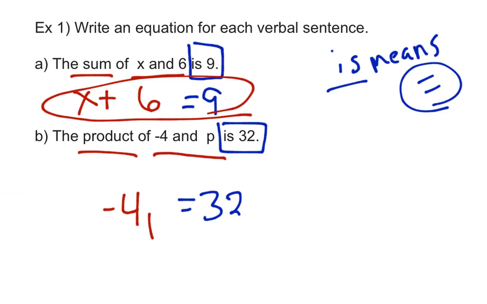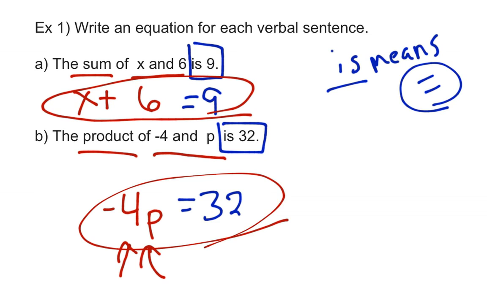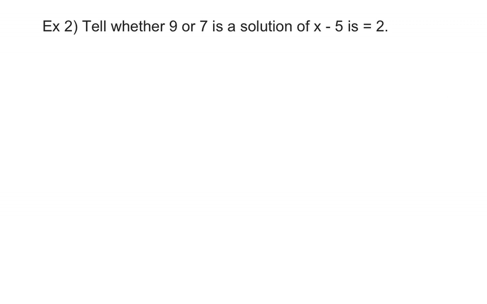Negative 4 times p. I'm not going to put the times symbol in there. I'm just going to crunch them together. So I have a coefficient and a variable, and then that's my final answer. Negative 4p equals 32. So that's the first part of the lesson today, being able to change a verbal sentence into an actual mathematical equation.